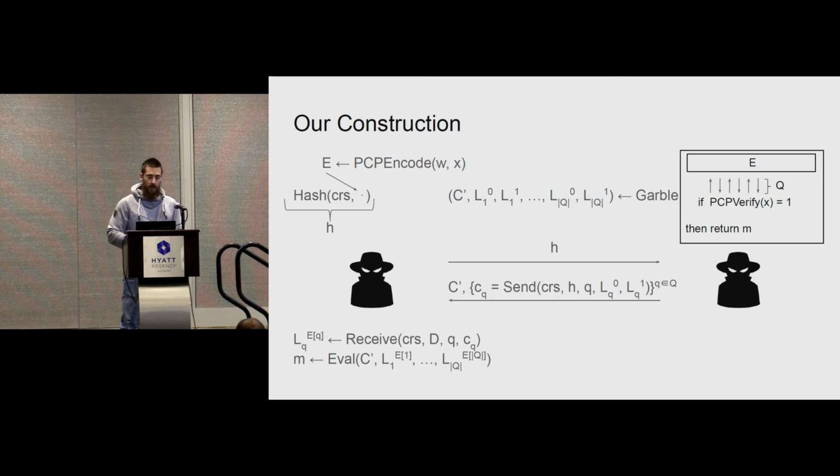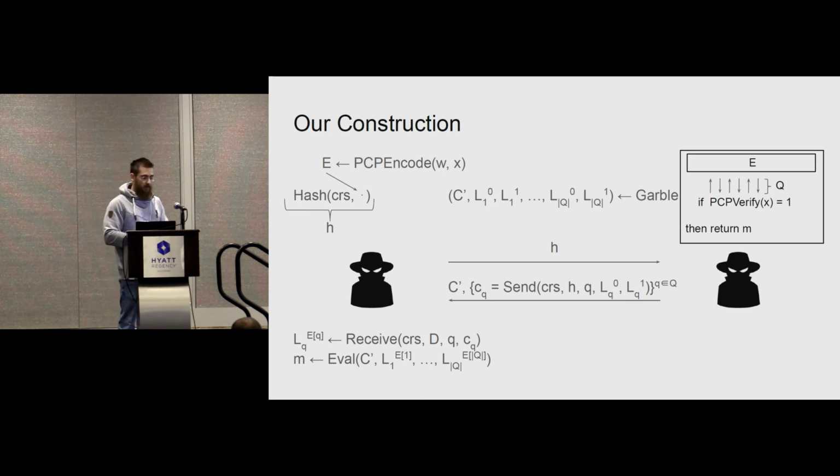C prime. Now, the problem is that it cannot send both labels, L0 and L1, because otherwise the security of the garbled circuit doesn't tell us anything in this case. In fact, all garbled circuits that we know are broken in that case. You shouldn't send both labels.